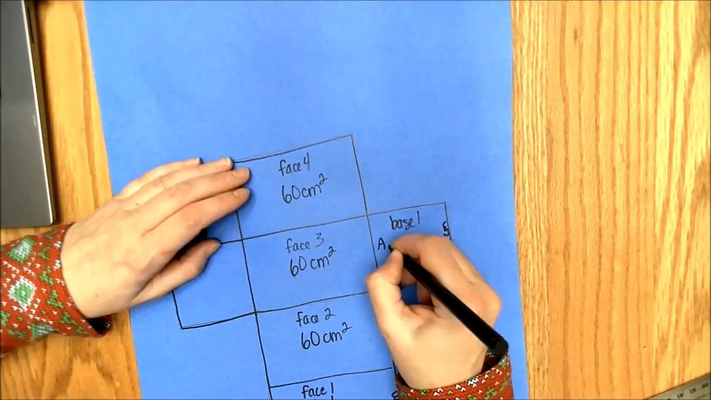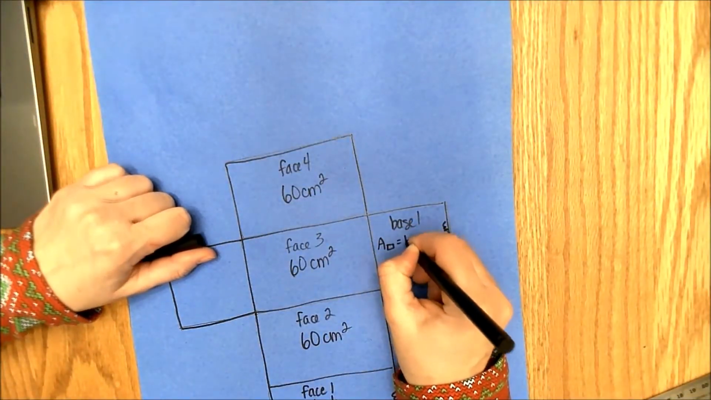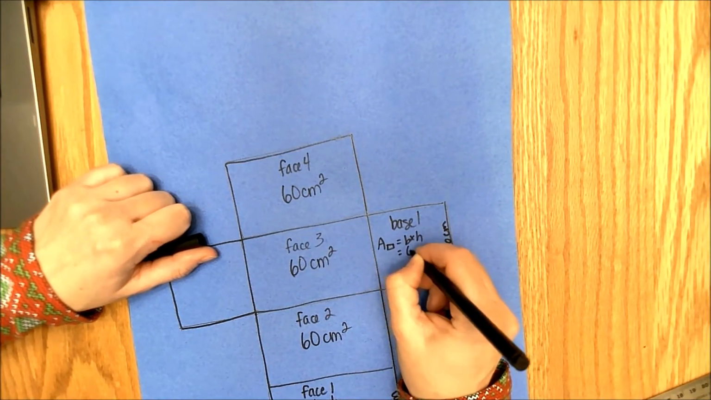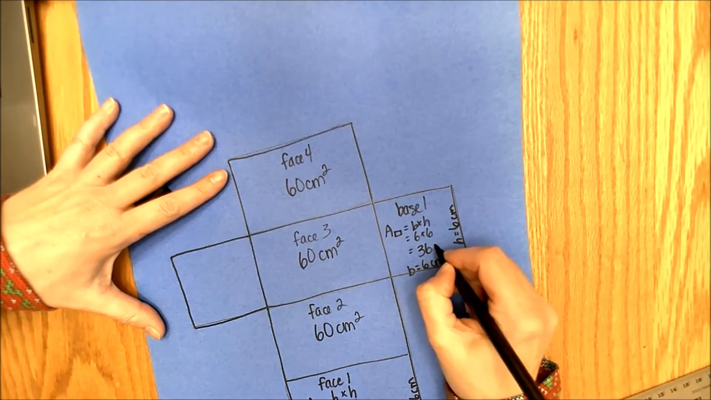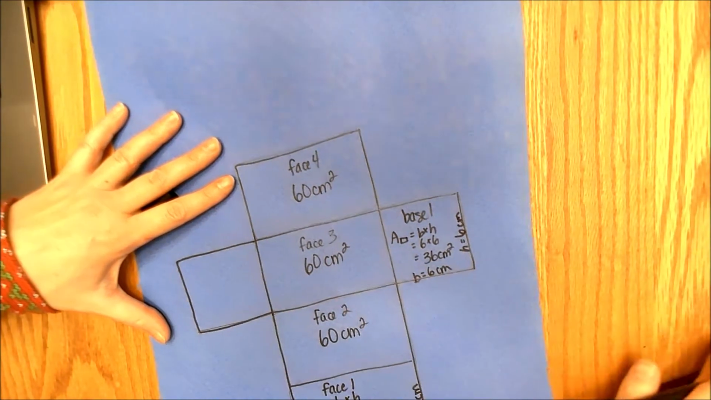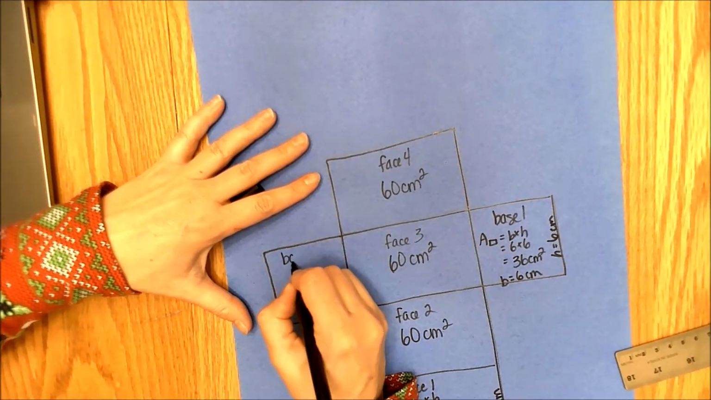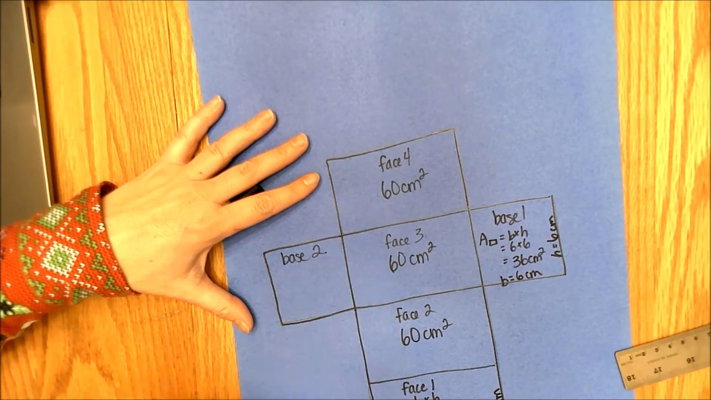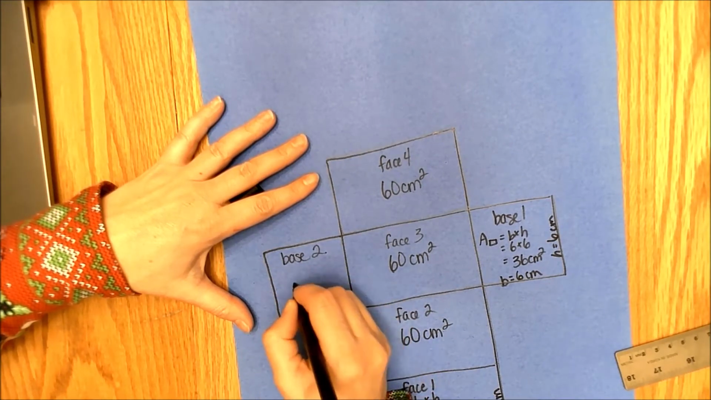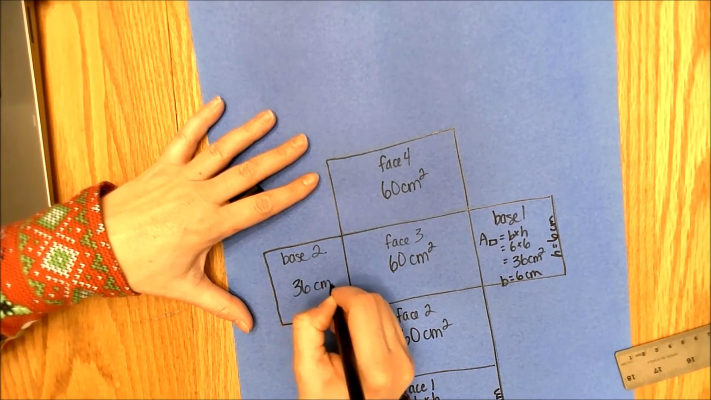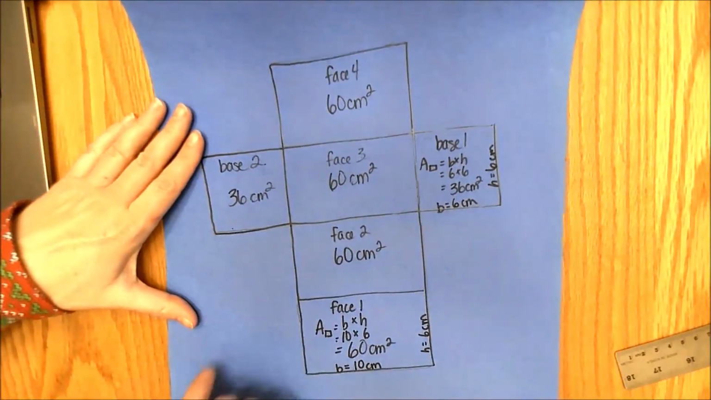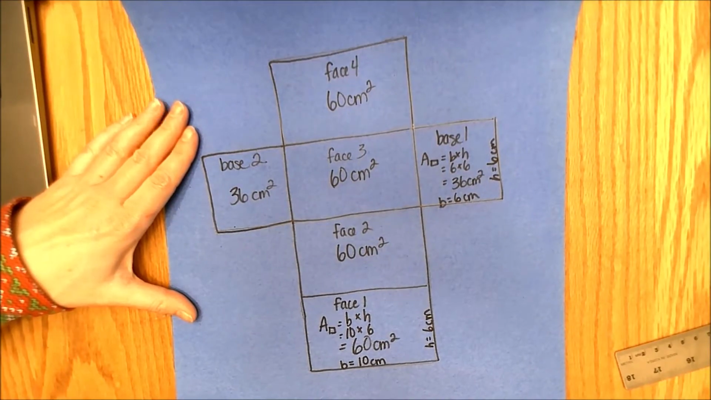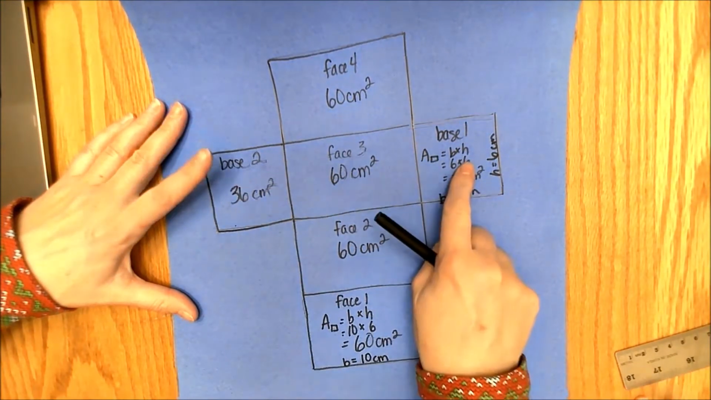Area of a square is the same as area of a rectangle. Base times height. 6 times 6 equals 36. 36 centimeters squared. And how about base number 2? It's the same. 6 times 6? 36 centimeters squared. Now we can find the total surface area of this whole prism. We just have to add up all of the faces and the bases.